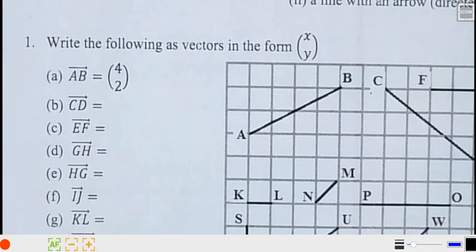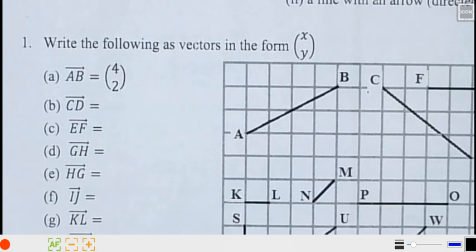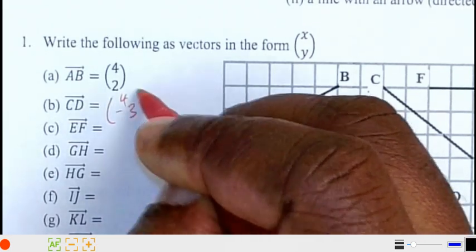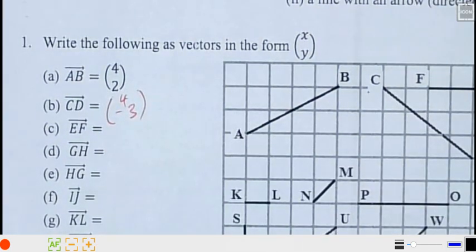So 1A is vector AB equal 4, 2. 1B is vector CD equal what? What is that equal to? 4. Alright, so I'm just going to write it here. 4, negative 3. Okay, good.